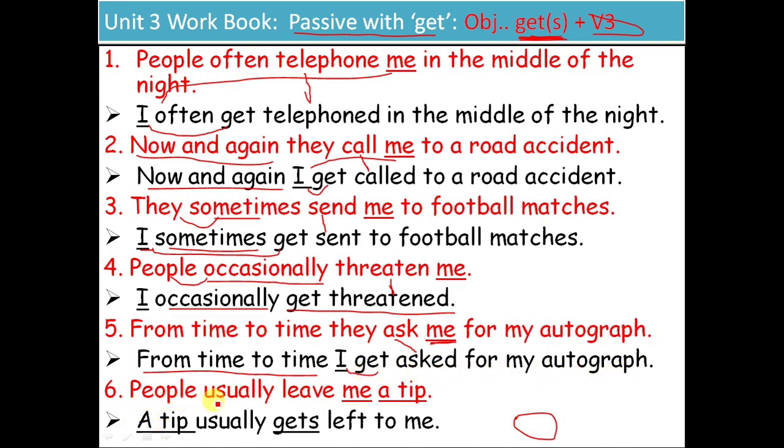Similarly, people usually leave me a tip. Here you can see two objects, me and a tip. You can use either. So usually is given after the subject, therefore we can put it after the new subject. So for example, a tip usually, a tip is singular, therefore gets, a tip usually gets, V3 of leave is left. So a tip usually gets left to me. So before this object, the first object, we have to use to me.